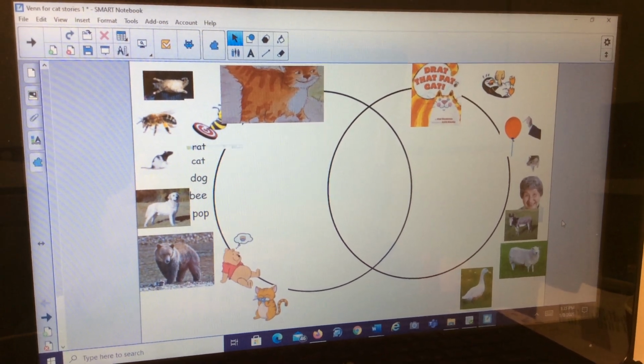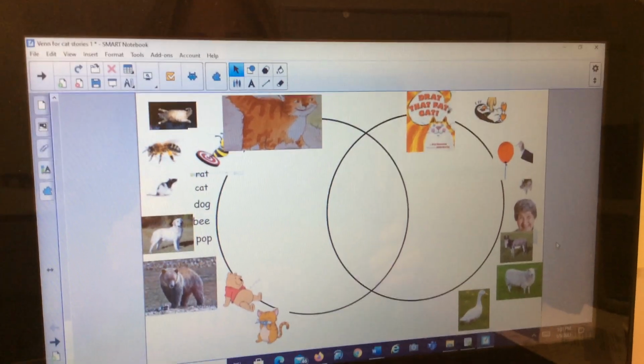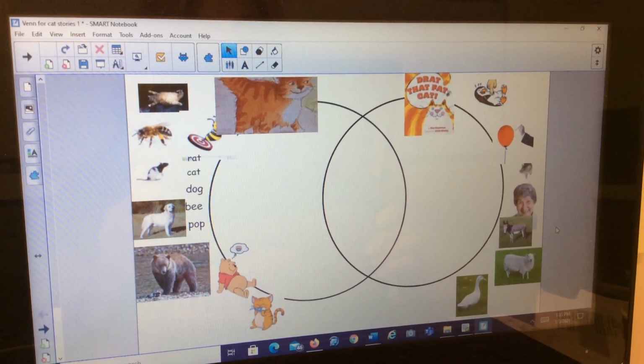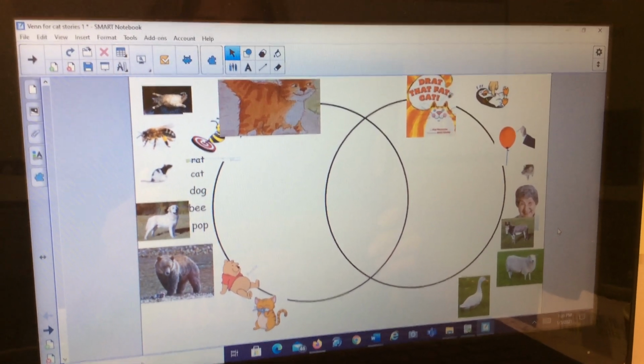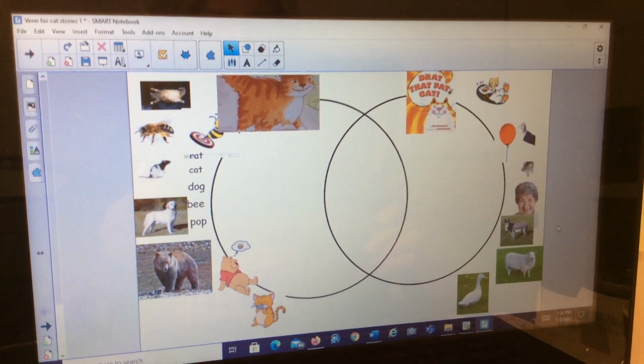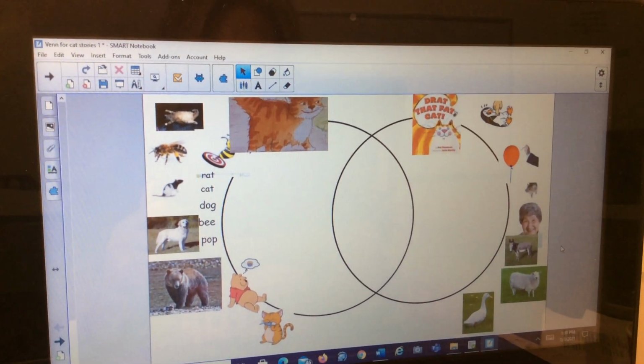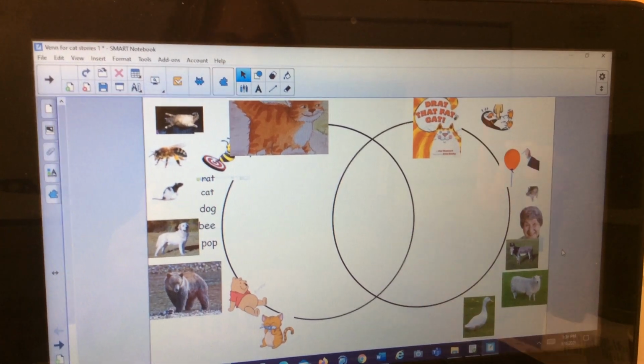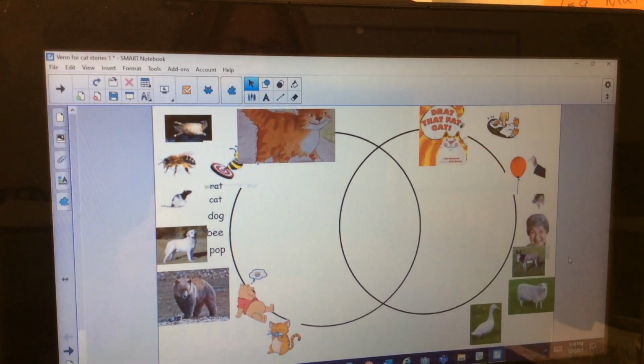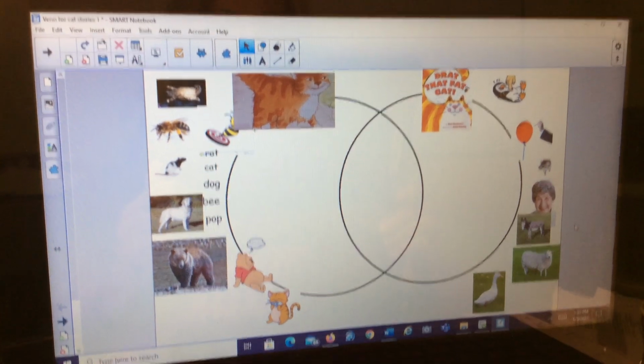Boys and girls, this is Mrs. Heim, and we're going to talk about a Venn diagram. We are going to compare two stories that you have heard. The first story is The Greedy Cat that you've read with Miss Shelley, and the second story is Drat That Fat Cat that I read to you.